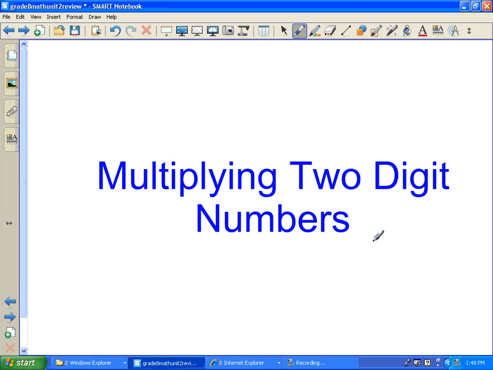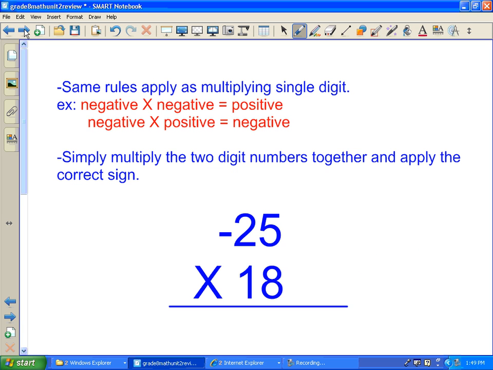Sometimes you might end up multiplying two-digit numbers. That would be numbers with 2 spots in them, 2 place values. It could be minus 21, it could be plus 21, it could be just about everything. When you do that, the same rules apply as multiplying single digits. Remember, negative times a negative is a positive, negative times a positive is a negative. So the same rules. Okay, so if it's a negative times a positive, it's a negative. So the answer to this we know is going to be negative. We just don't know what the answer is yet.